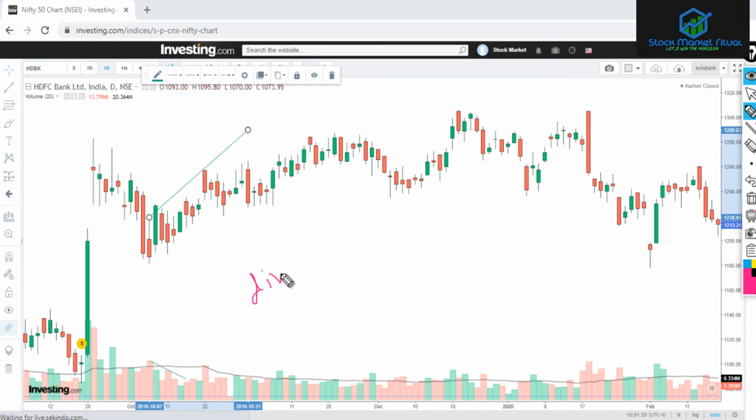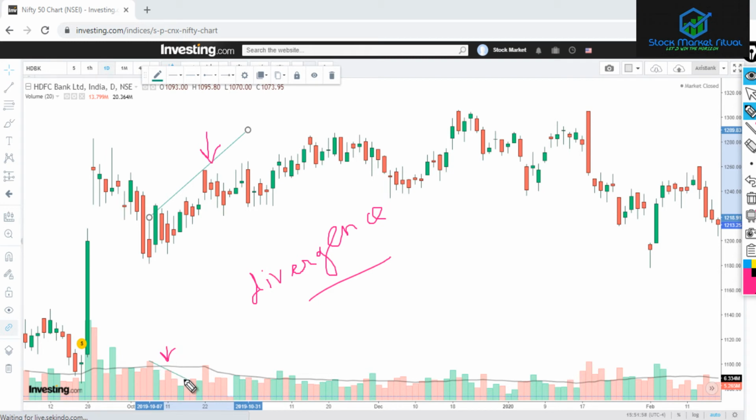Now we know that whenever there is a divergence, it's a sign of reversal. That means a reversal is on its way. May not be immediately, but on its way. Then what happens? It continues to rise, but on this day, reversal was signaled because it made higher highs, but the volume made lower highs and the volume level dropped.